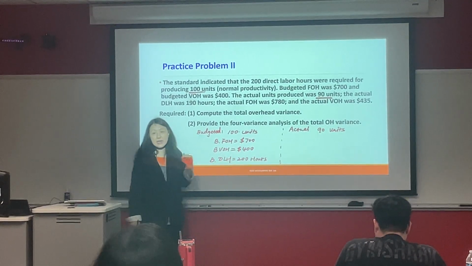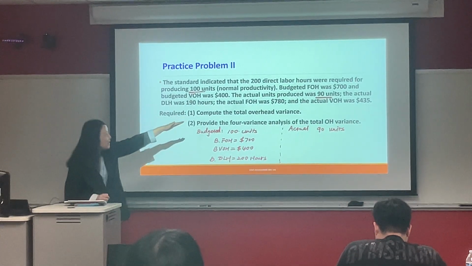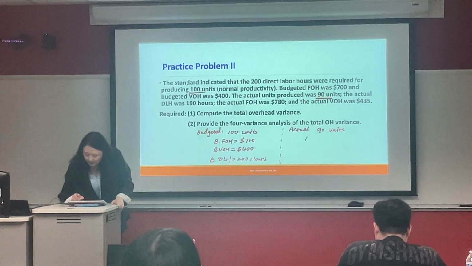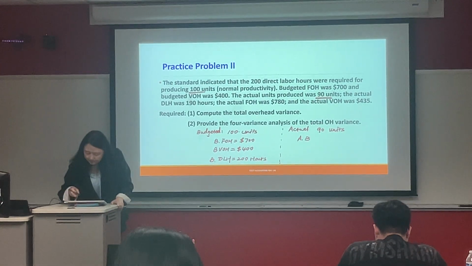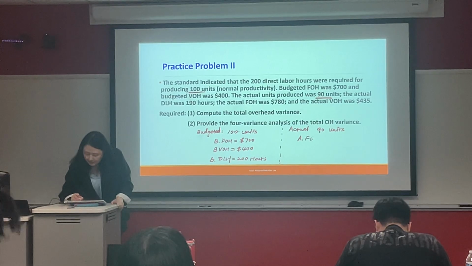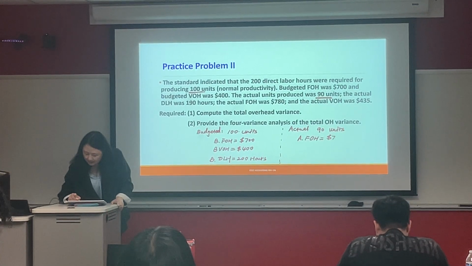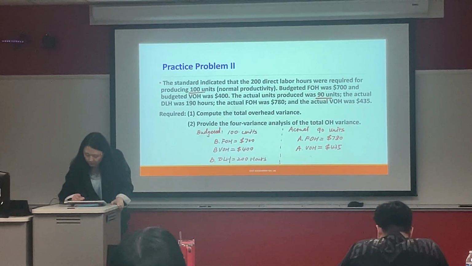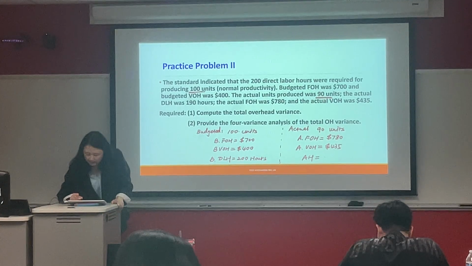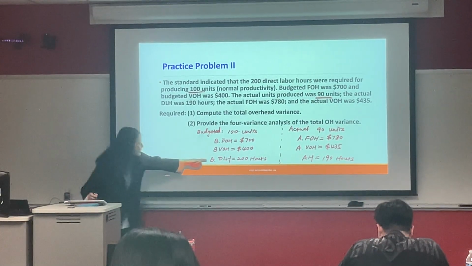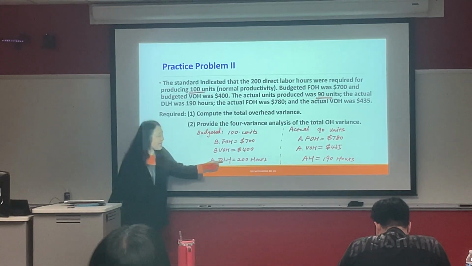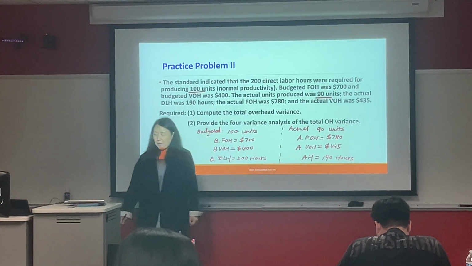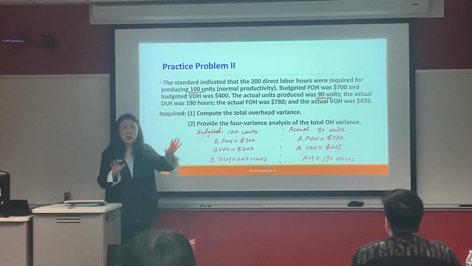Okay? Total hours I need will be 200. But in reality, we have 90 units, alright? So this is actual fixed overhead, that's 780. Actual variable overhead is 435. And the total hours, which is the actual hour, is 190. Notice I'm not calling this a standard hour, I do call this an actual hour. All right, so that's the information, what goes where, right?